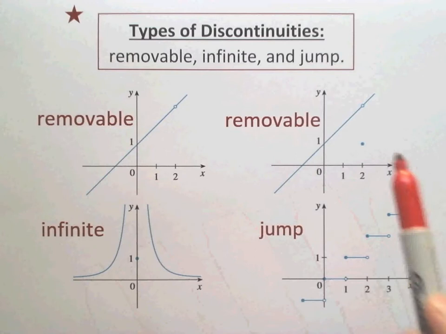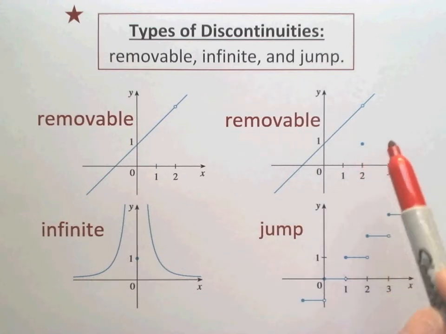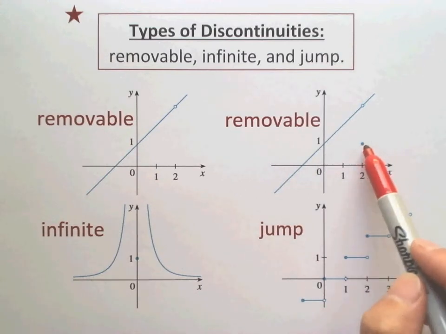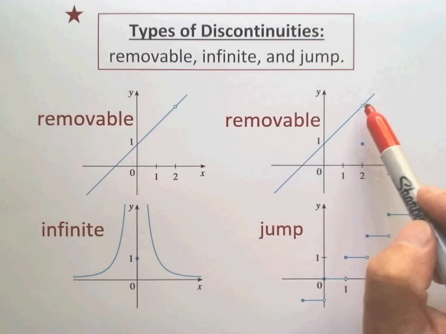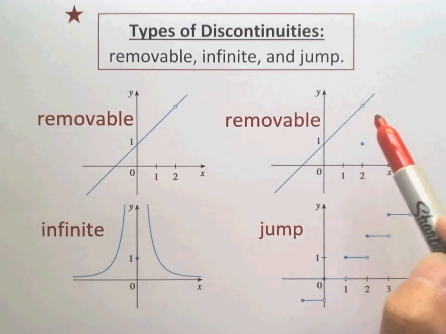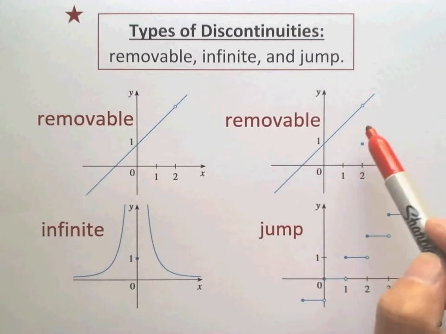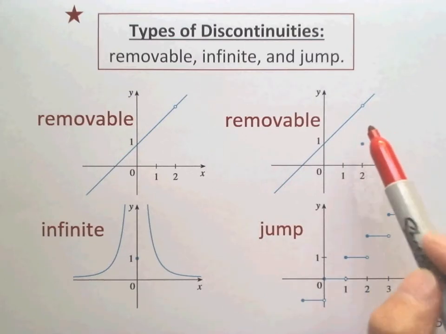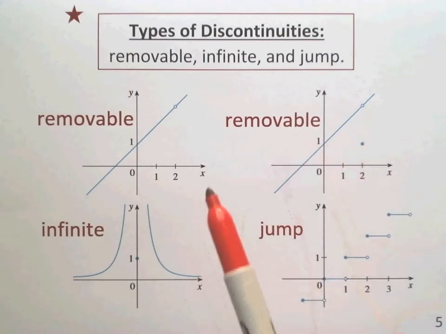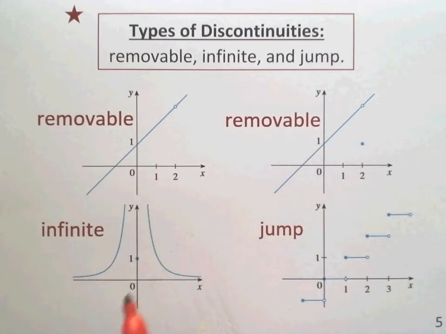The second is also called removable, which means if we change the definition of the function at x equals 2, we move this point to fill this hole. So this is going to be continuous. Change the definition at one point, and the function becomes continuous. We call it removable. First 2 are removable. Look at the second 2.